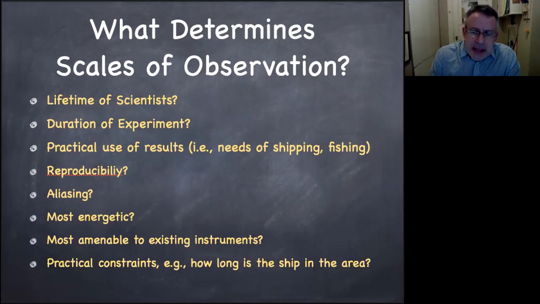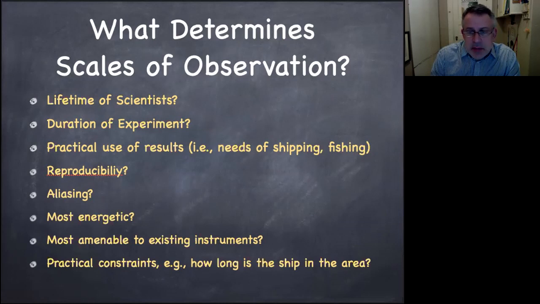And linkages of the time and spatial scales that have the most practical use for things like shipping or fishing have a lot to say about what gets measured. Reproducibility is an important aspect of what we measure. You want to go out to a place that you can find over and over again, and maybe you look at the same season, or maybe you look at a complete seasonal cycle on the hopes that you have captured something typical about that place.